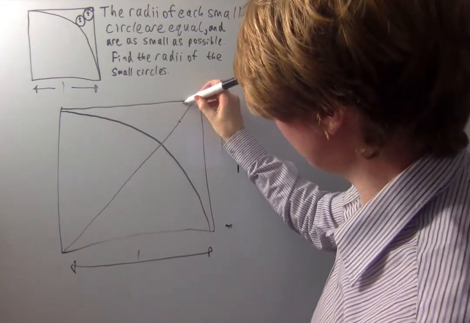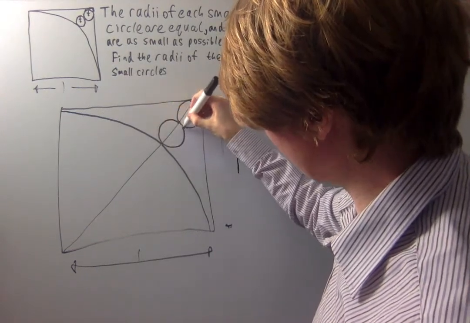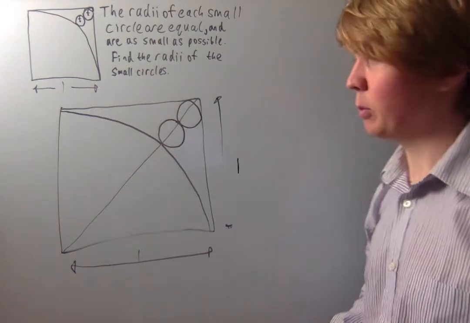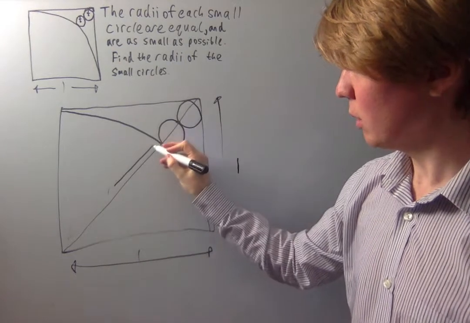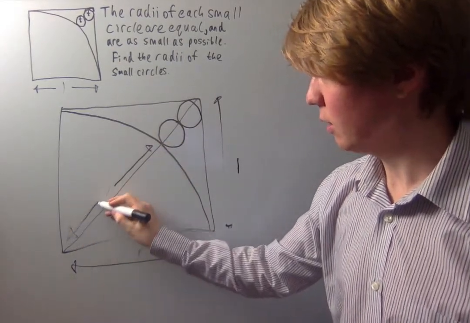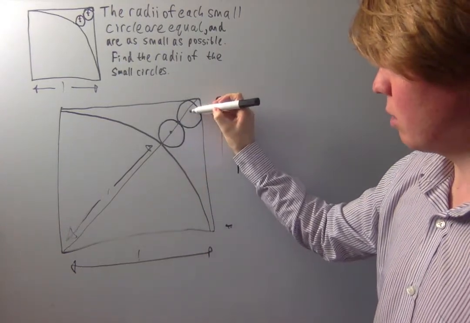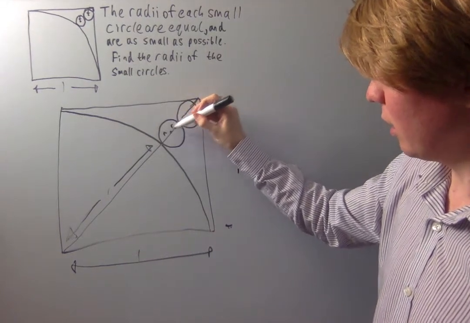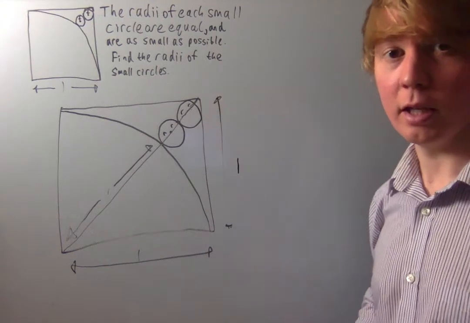And of course we'll draw in our other two circles now. So we know that this diagonal length here is the square root of 2. We also know that this length here is 1 unit, isn't it? Because this is just the radius of our circle again. And then if we call the radius of our smaller circles r, we've got r here, r here, r here, r here, and then a little bit left over there.